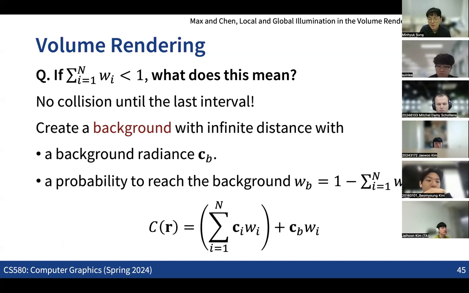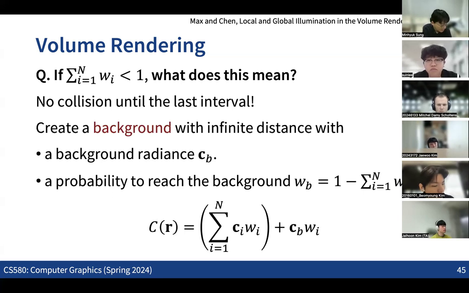If we are just shooting into empty space, there should be no collision, and we are not fetching any radiance information. So for a more precise computation, what we need to do is define some kind of background at an infinite distance. We mix this background with some constant radiance information, and also with the probability of how likely we are to pass through all the empty space and hit the background at infinite distance.